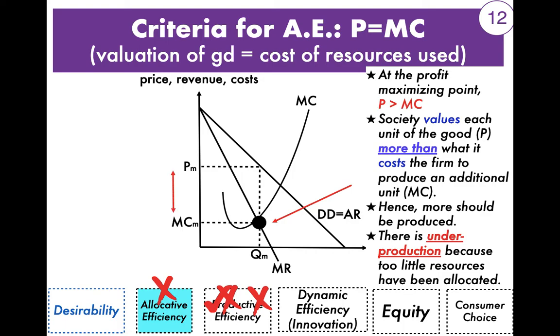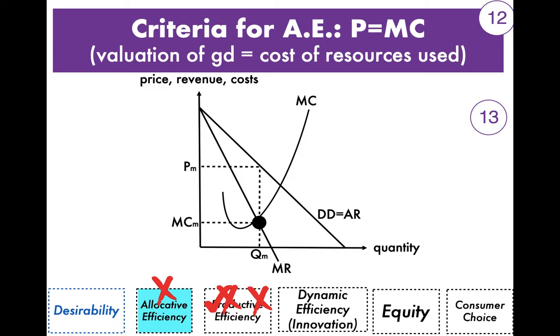The extent of allocative inefficiency is reflected by the gap between price and MC. The larger the gap, the greater the allocative inefficiency in the market.